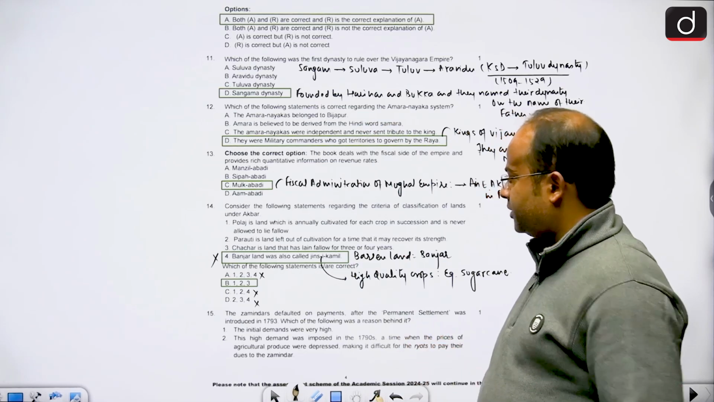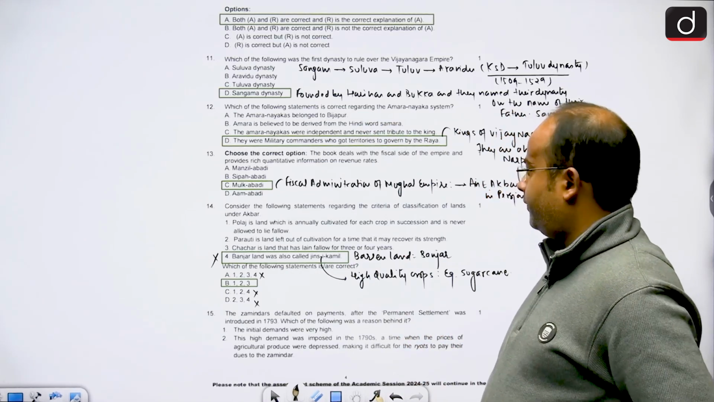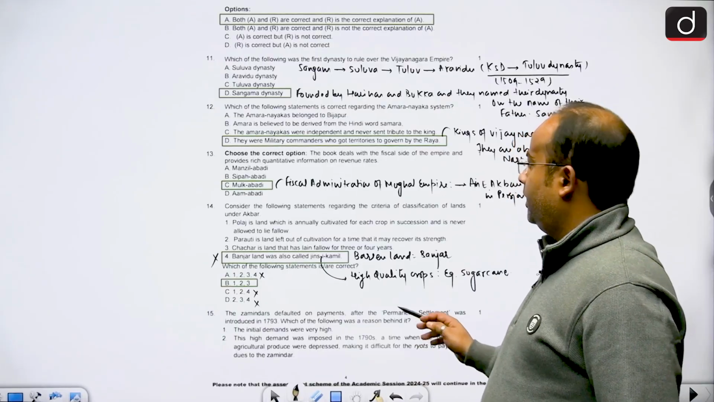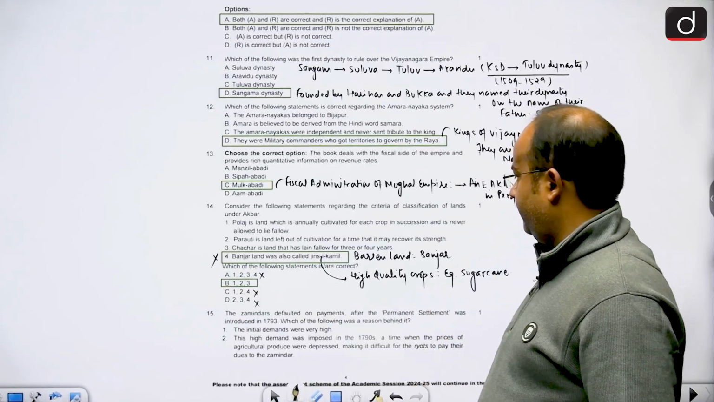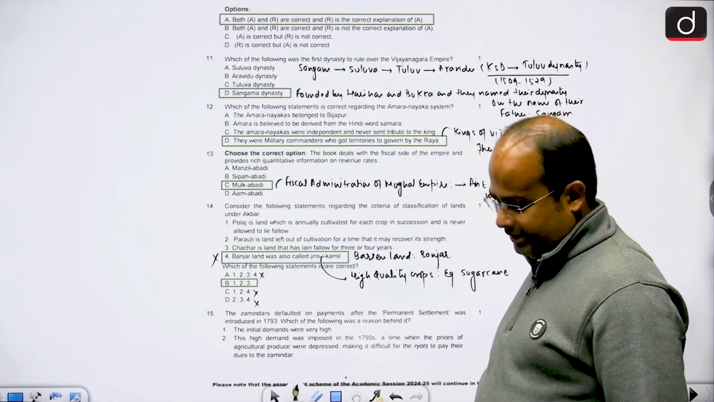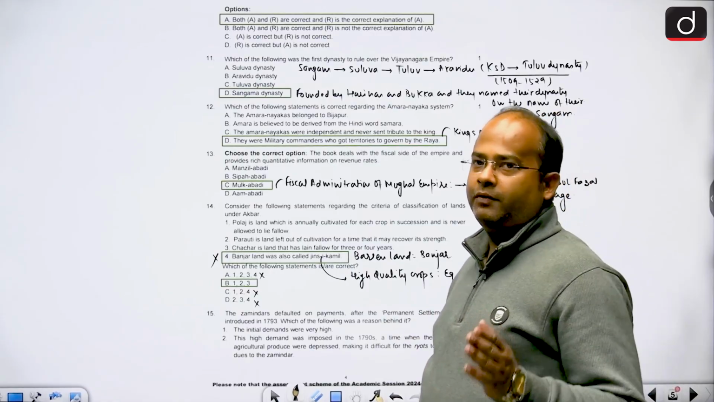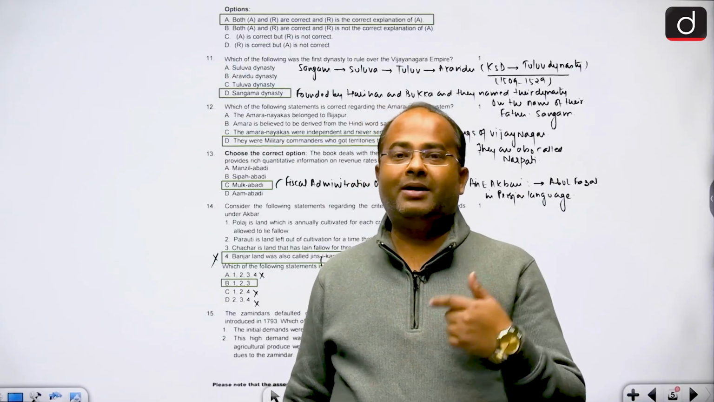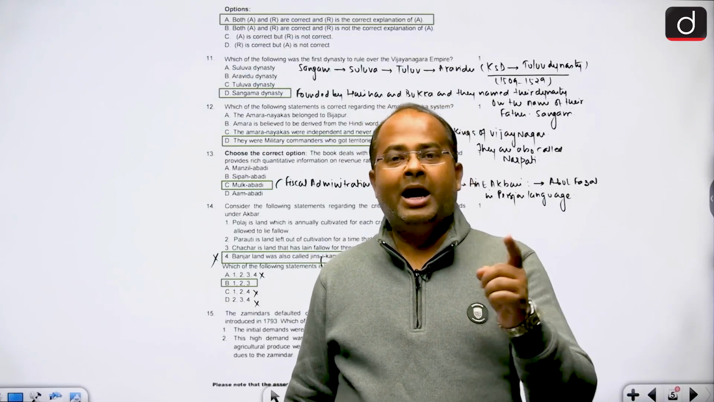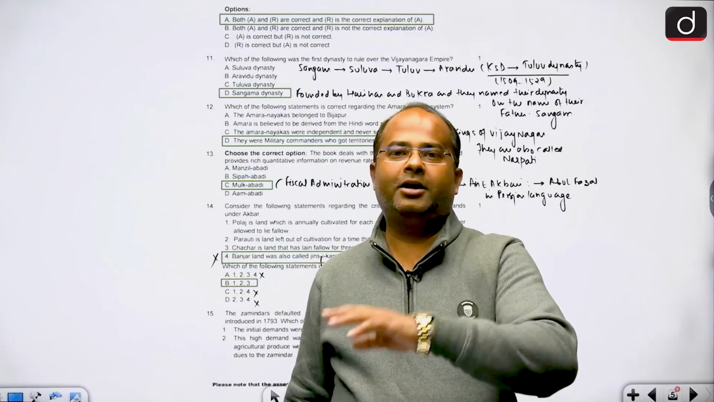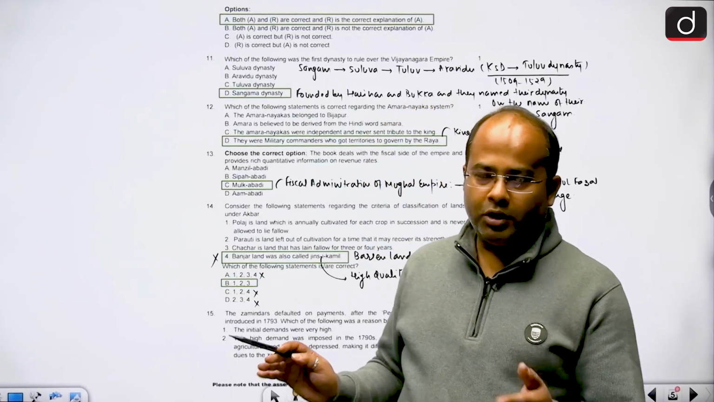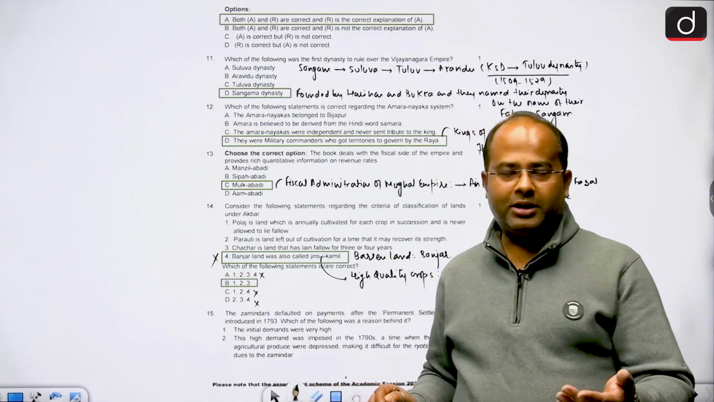Now come to the next question. Question number 15: the zamindars defaulted on the payments in the permanent settlement introduced in 1793. Which of the following was the reason behind this? Zamindars used to default the payments in the permanent settlement, in which the zamindars were declared the owners of the land and they had to deposit the land revenue on a given date before the sunset. So what were the reasons why they used to default the payments?